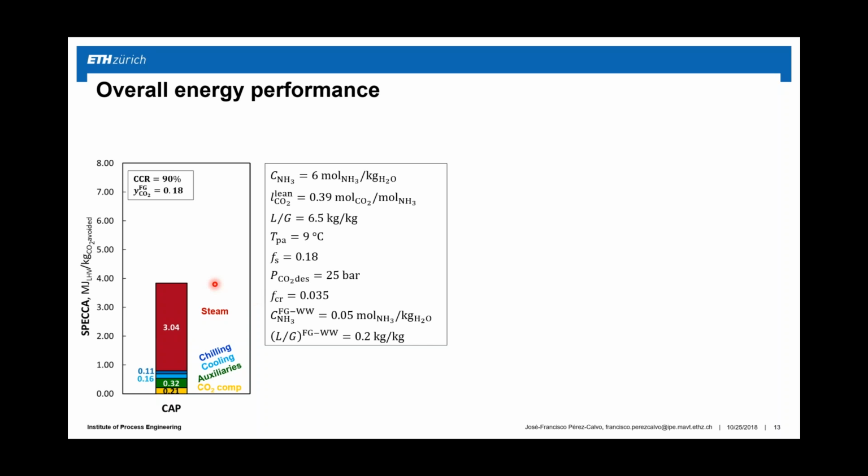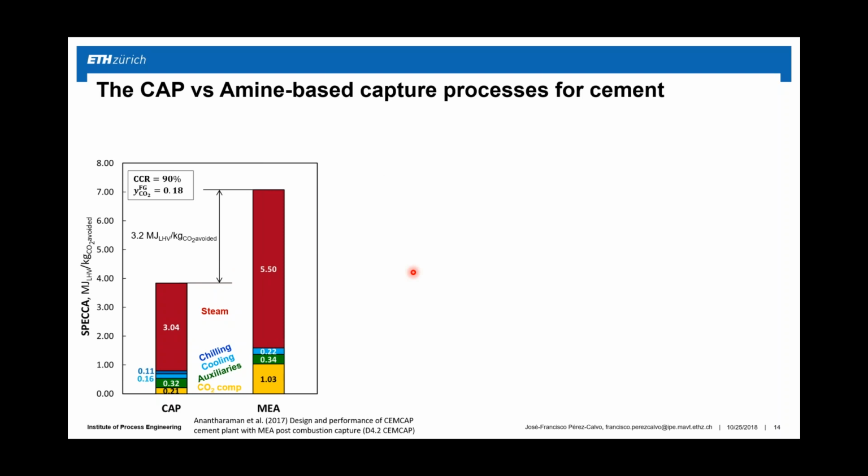We see that the main energy contribution of the chilled ammonia process is the steam that we require in the reboilers. In this case, we have assumed that the steam is produced in a natural gas boiler built on site in the cement plant. Comparing to the same case using MEA as solvent, we see that the chilled ammonia process is able to decrease by approximately 45% the energy consumption of the amine-based process.